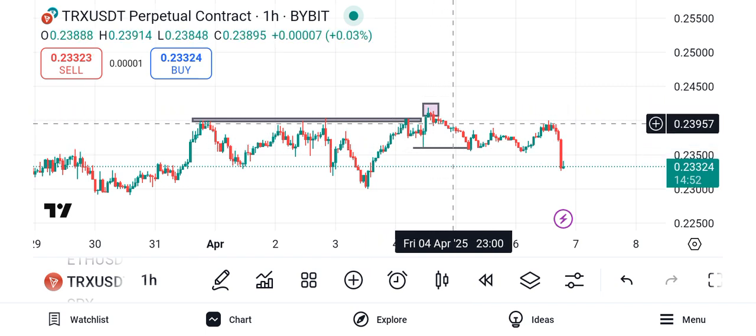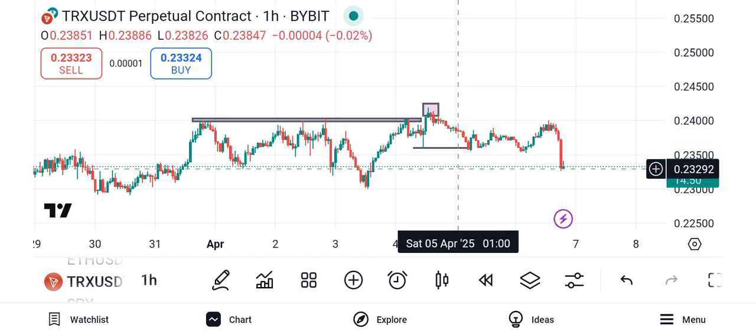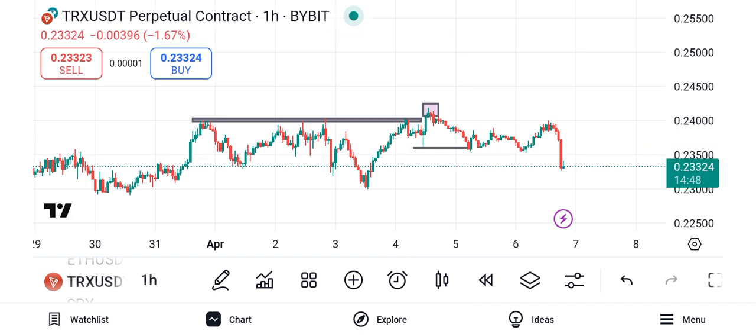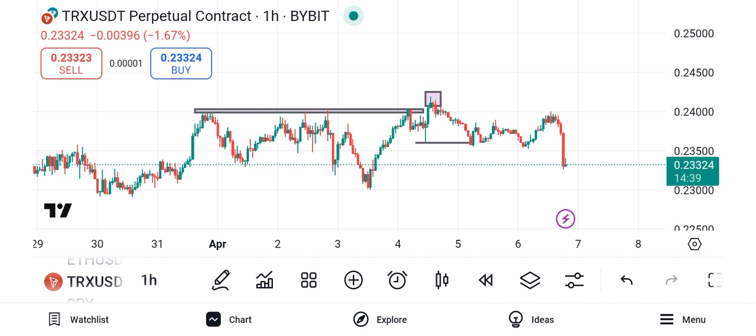Now, the moment you see this type of setup, whenever you are navigating the crypto space or whenever you're looking at the chart, just know that this market is now due for a sell-off. This is a typical AMD.